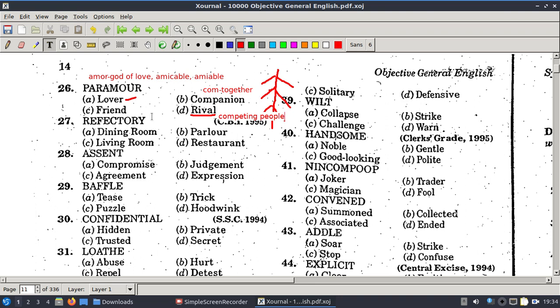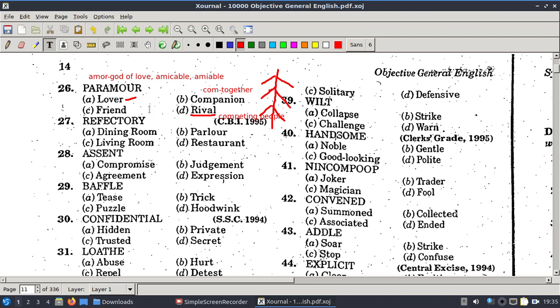Refectory. Okay. In English, when you are learning new words, you should have very attentive eyes, like that of an eagle. You should be able to catch some hints. A lot of words do have some hints. Like rival has got some riv related. Companion has got com, which is together. Paramour has got amour, right? Similarly, a lot of words. I'll tell you here also.